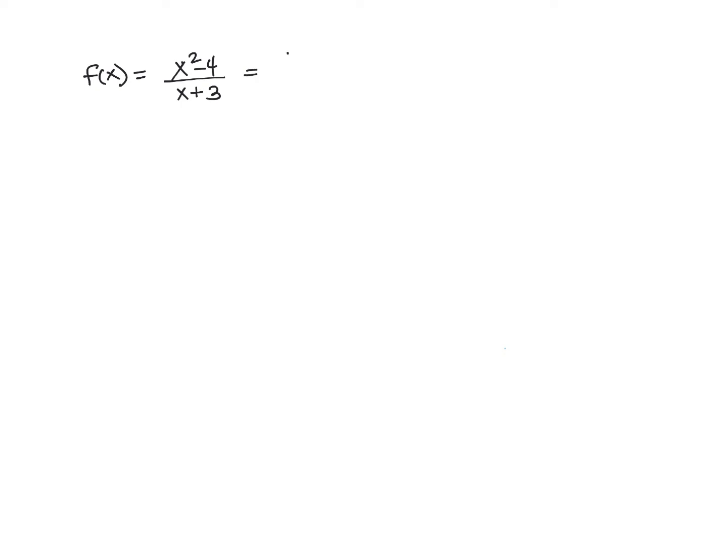So the first thing we would do here is factor x minus 2 times x plus 2 on the top and x plus 3 on the bottom. We notice that nothing cancels, so we don't have any holes, and that we have a vertical asymptote when the denominator equals 0, which is at x equals negative 3. We do not have a horizontal asymptote.